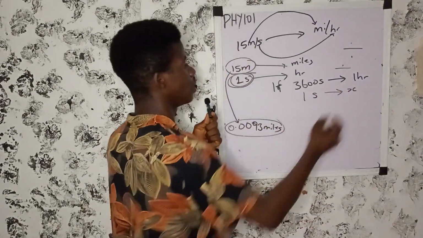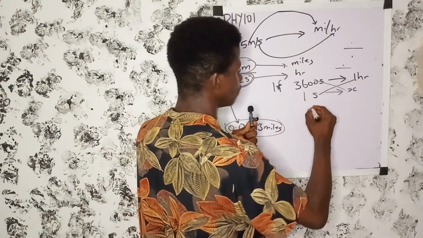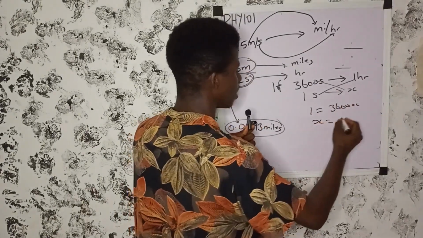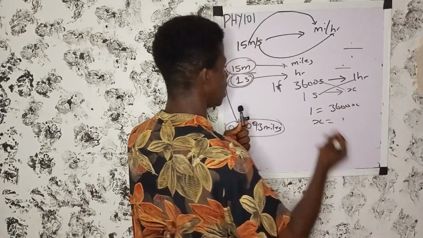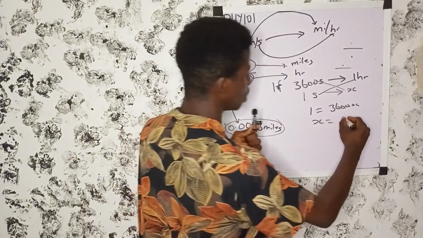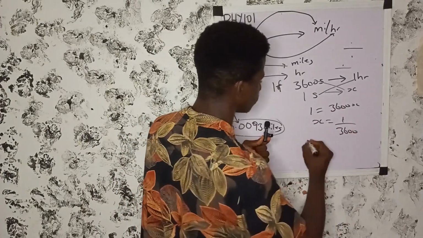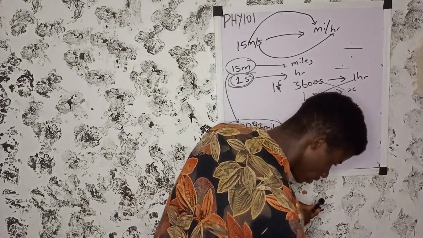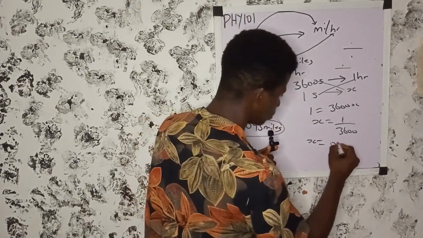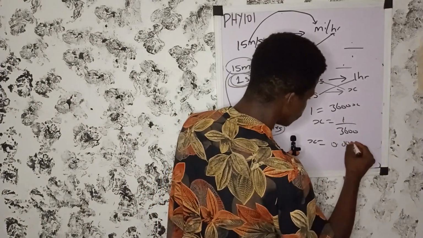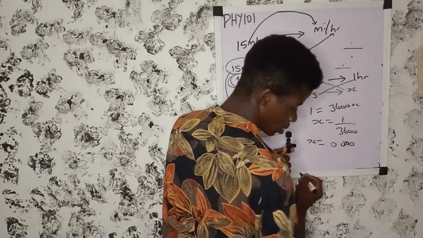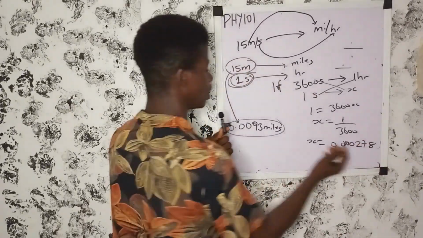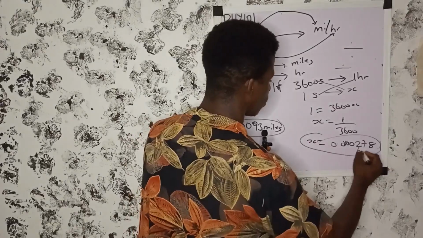If you cross multiply, 1 multiplied by 1 gives us 1, and X multiplied by 3,600 gives us 3,600X. So divide both sides by 3,600. If you divide both sides by 3,600, we have X equals 1 divided by 3,600. So our answer will be 0.000278. Yes, so this is our hour now.